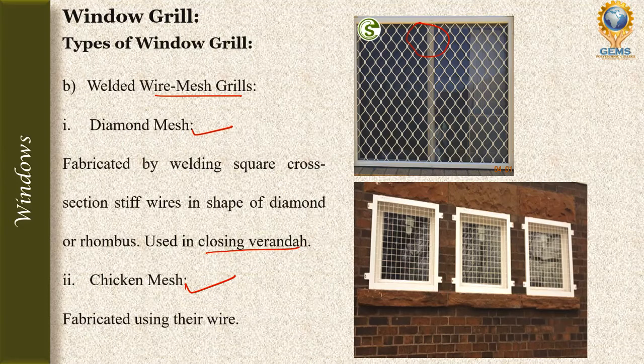Second one is a chicken mesh. This is also welded, fabricated using steel wire only, but the shape is mostly a rectangle shape.